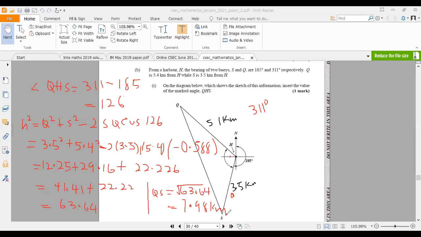Sir, can we backtrack a little? You see the 3.5, 5.4, and 0.588, and that you check and get 22.226. Yes, you multiply everything. You multiply 1, 2, 3, and 4, and you get this answer. You multiply all of them. Okay. Yes, miss. Okay.